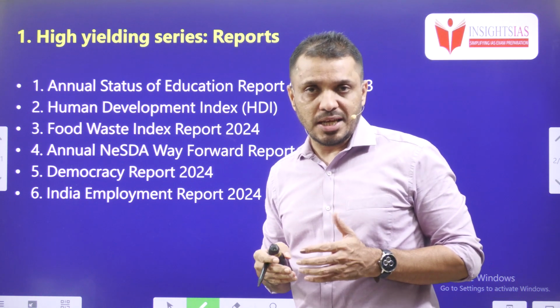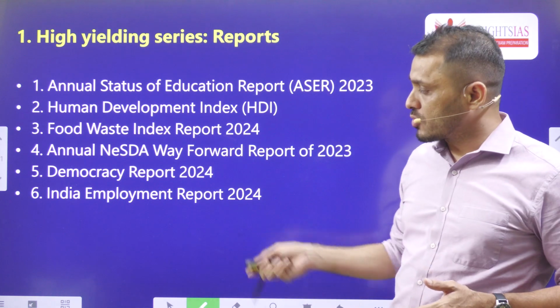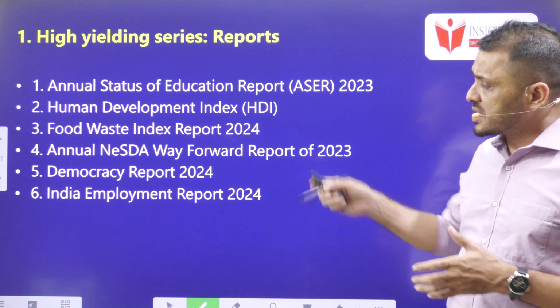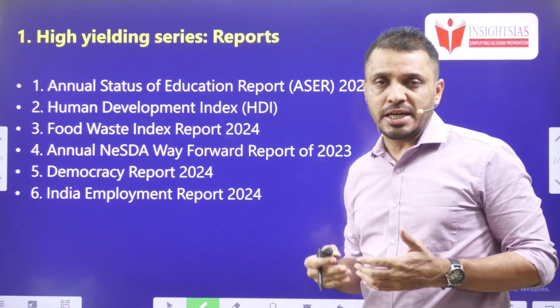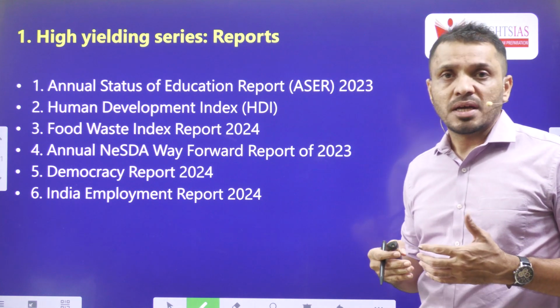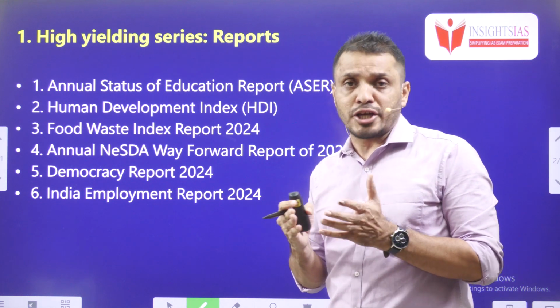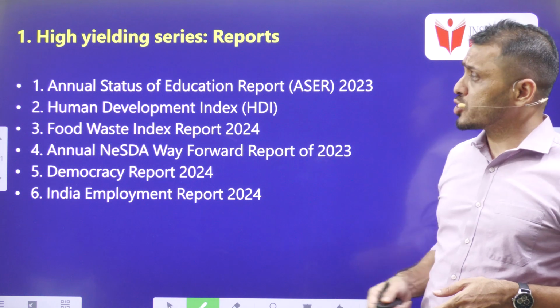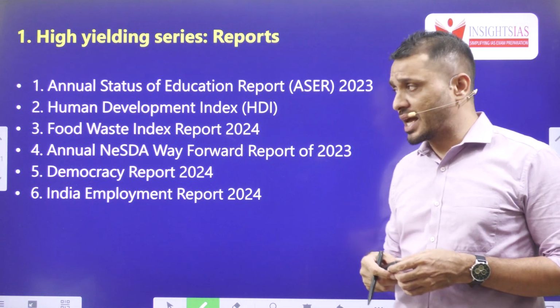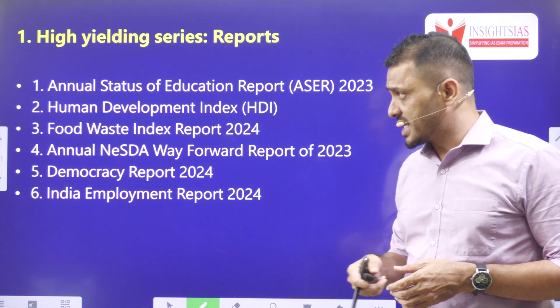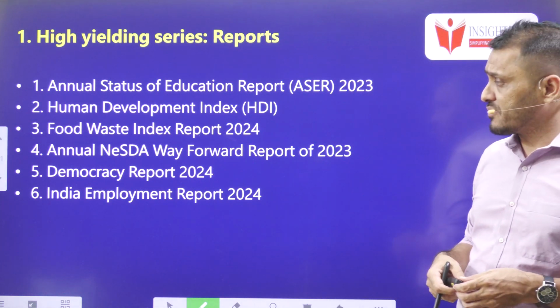Now without any further delay, in today's video we are going to discuss the following 6 topics. First, we'll start with the ASER. This is regarding the education report in India and the dropouts, basic numeracy skills of children regarding education overall. Then we'll discuss the Human Development Index, what the rank is and what parameters they consider. Then the Food Waste Index report, and the annual NeSDA Way Forward report.